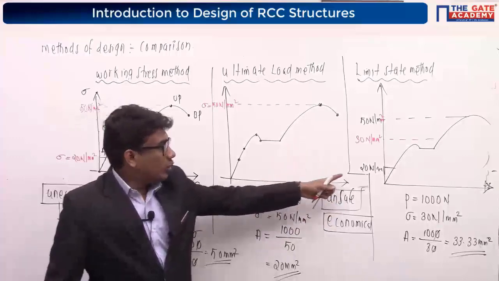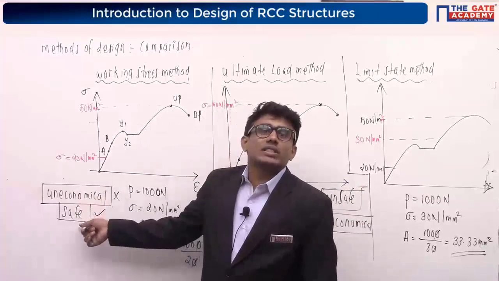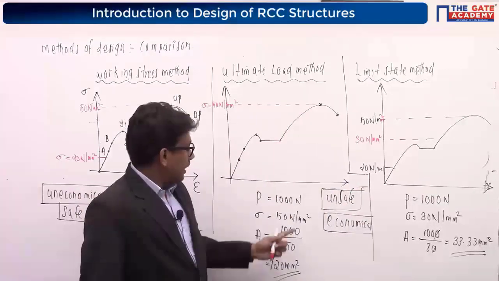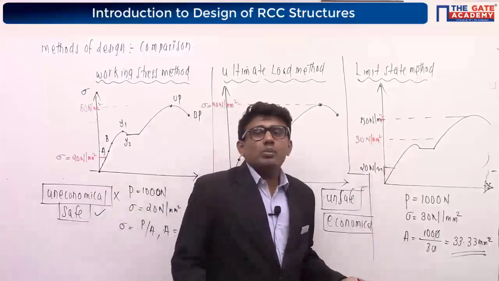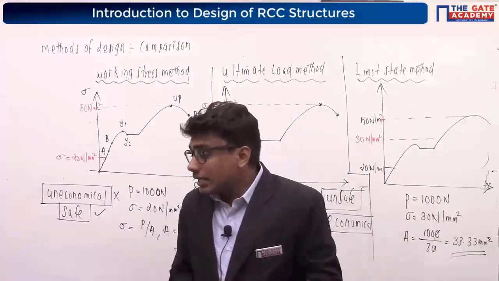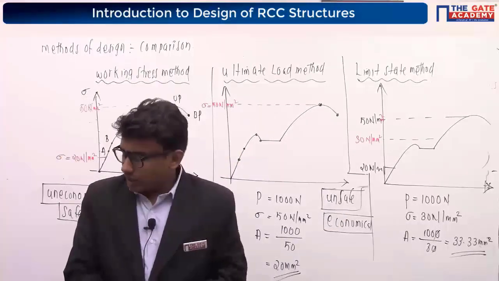Right now, when we use 20 Newton per mm square, the section was uneconomical, but it was safe. When I use 50, it was unsafe and economical. When I use a stress value in between, I will be getting a safe and economical structure. If you want further comparison, you can think like this.